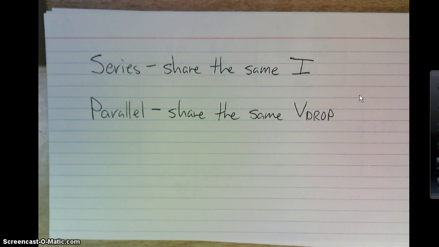Again, these are going to be some key ideas as we go through and solve some of these problems. What I would do is, with your Kirchhoff's rules and these two statements, have those readily available as we go through and actually try to solve the circuit.